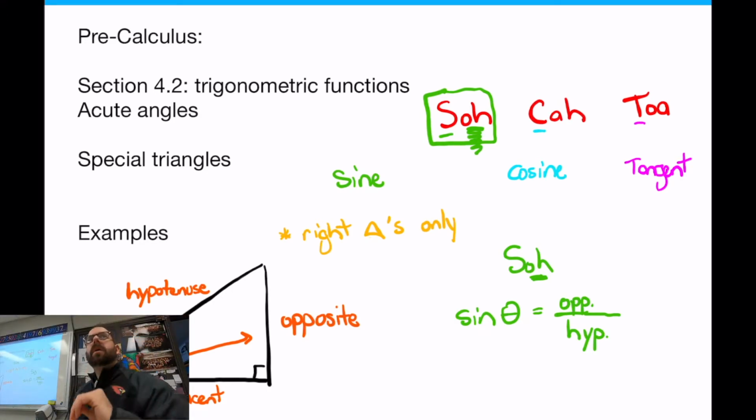Okay, all right. So first and foremost here, we were talking about the trig functions the last couple days. I guess yesterday was the first day we introduced it. We're doing it for acute angles only. These only work for right triangles for right now.